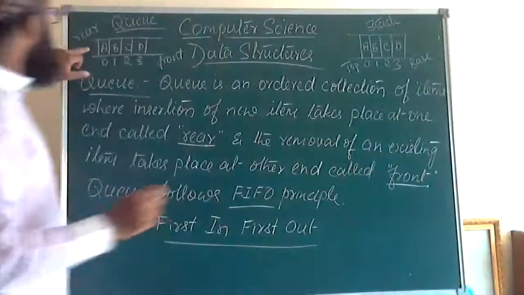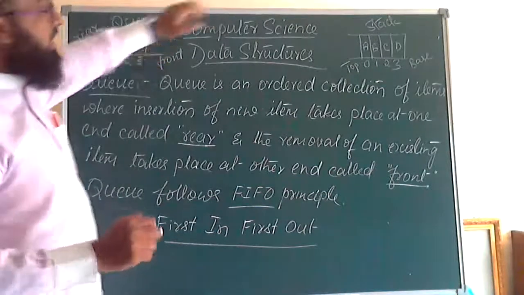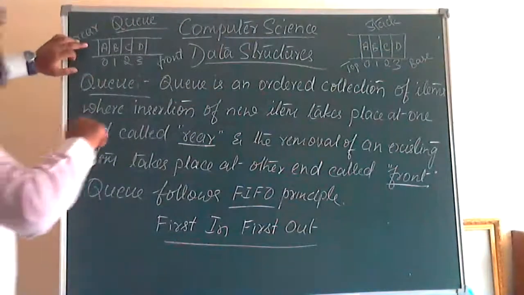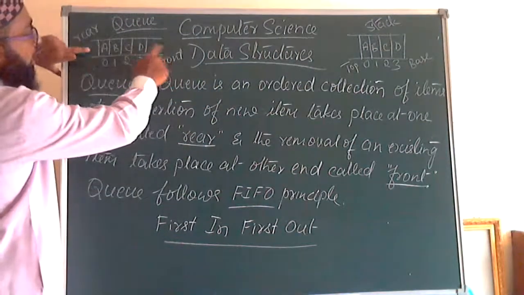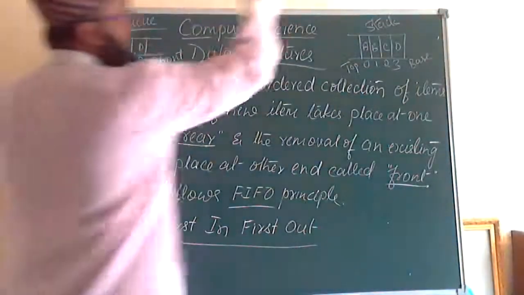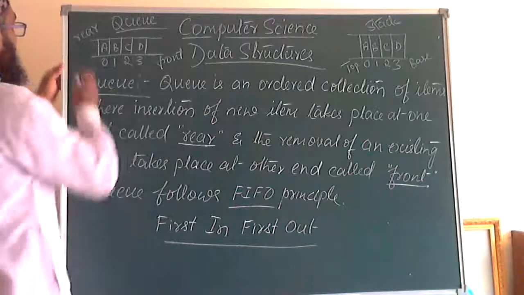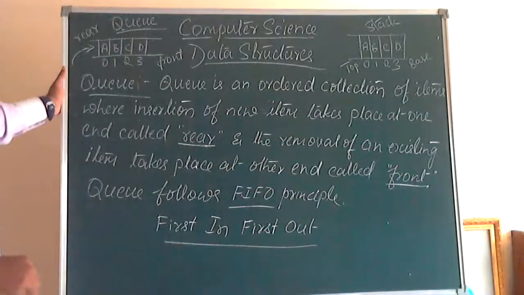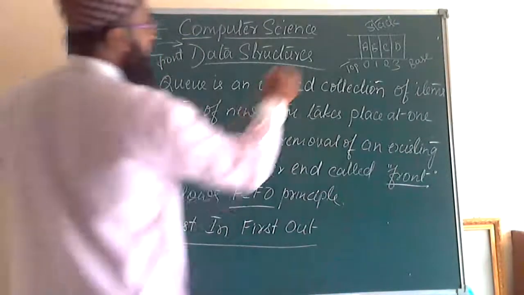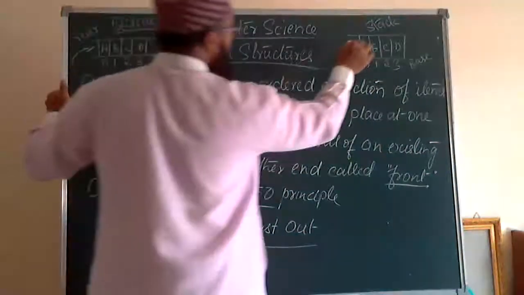See the difference between stack and queue. In a queue, one end is called rear and the other end is called front. In a stack, one end is called top and the other end is called base. The difference here is that both ends of a queue are open, whereas in a stack only one end is open and the other end is closed. In a queue, inserting a new item takes place at one end and removal of an existing item takes place from the other end. In a stack, inserting a new item takes place at the top and removal of an item takes place from the same end.